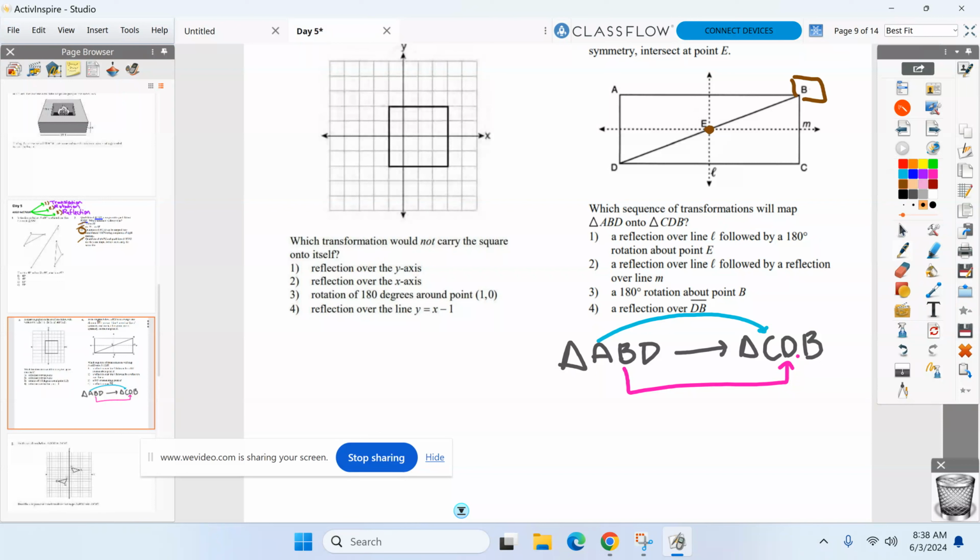Where's B going to go on to? Up. Not it. Should have went to C. Everyone right? Should have went to C. If these two triangles are going to match up, A should have went to C. So that will not cut it.